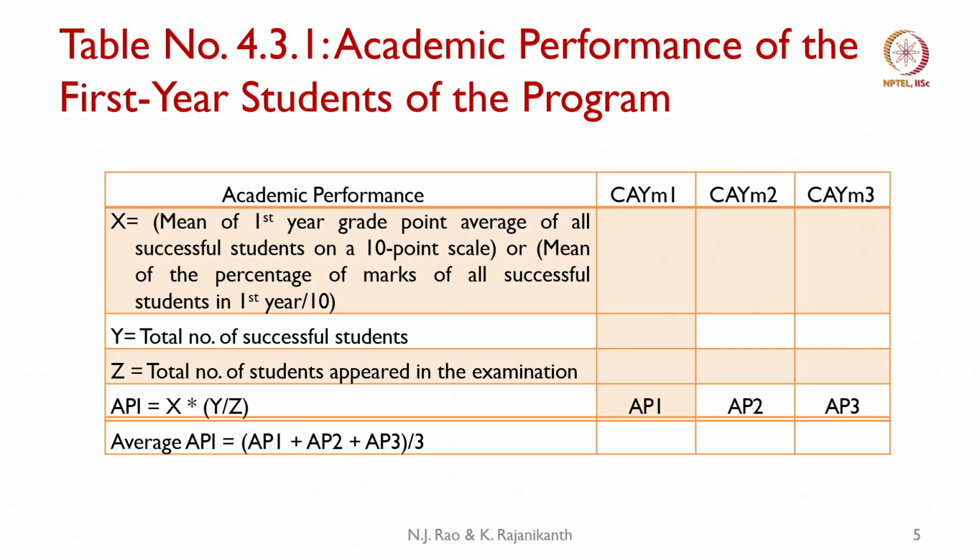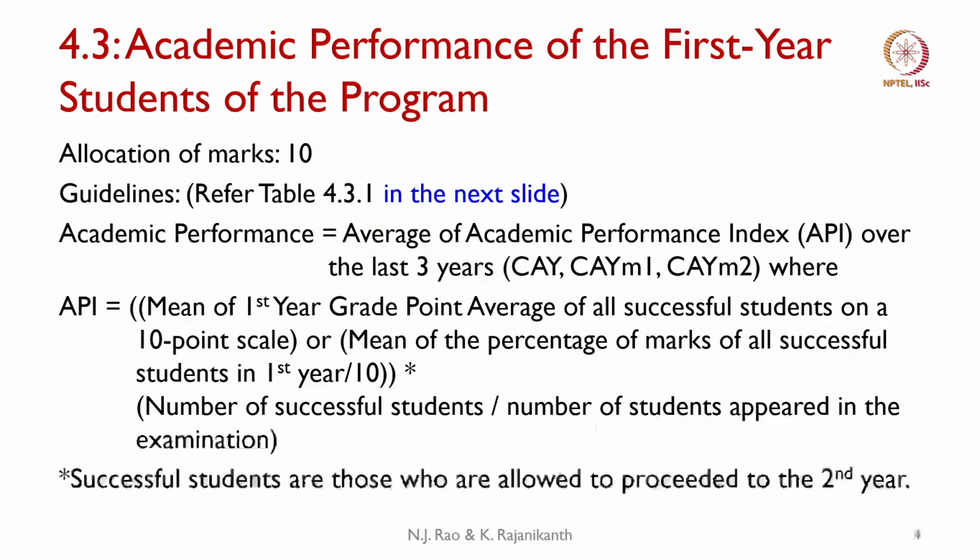This is how the ratio is calculated. For 3 years it is calculated and the average is taken, and that becomes the average performance index, and that average performance index is used as the basis for giving the marks.